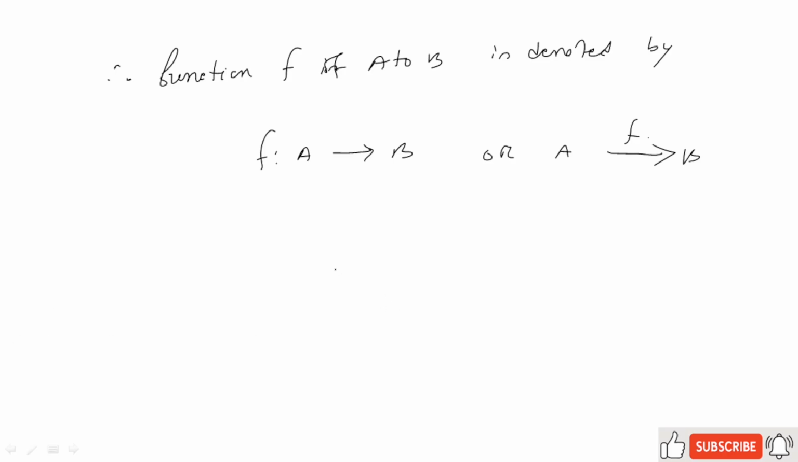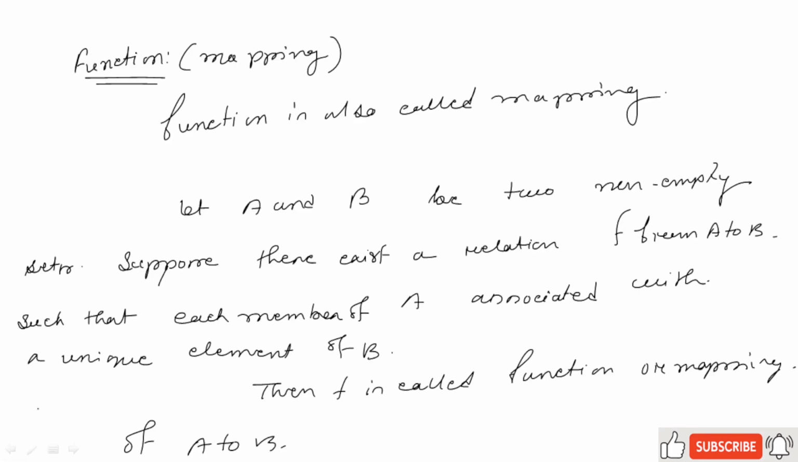For better understanding, we will take examples of functions. But before taking examples, we need to learn the definition of functions again. So what is the definition? A and B are two non-empty sets. You should know what a non-empty set is: there are some elements in sets A and B. Then take a relation from A to B such that each and every element of A is associated with some element of B.